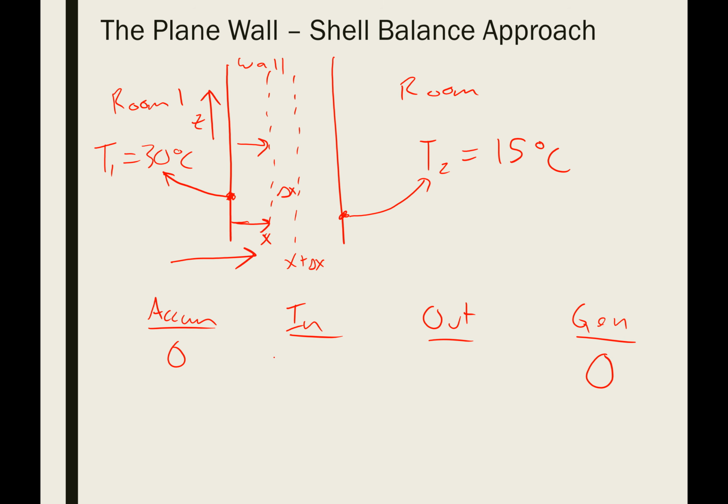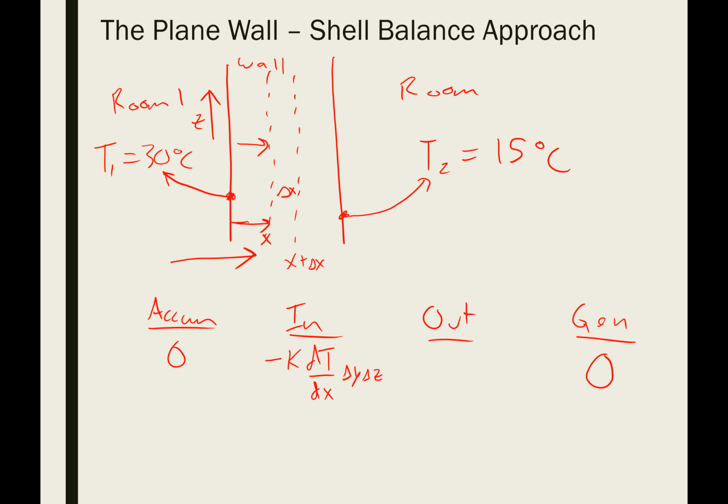So our in term is going to follow Fourier's law: minus k dT/dx, and then we would also need some sort of normal area to the flow of heat transfer. We could just take a basis of 1 meter in the y direction and in the z direction, or we could just have delta y times delta z, and we'll just hope that those go away later.